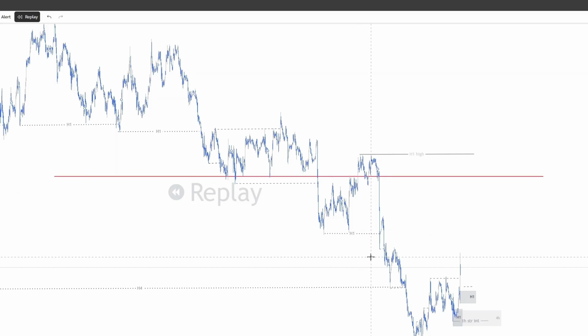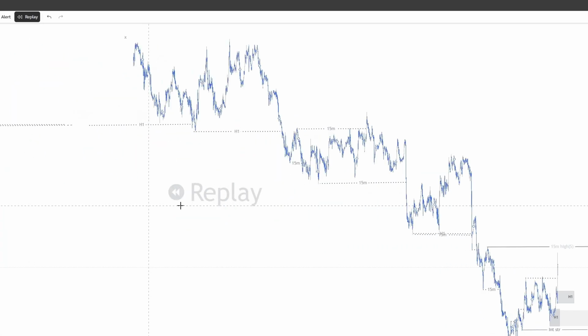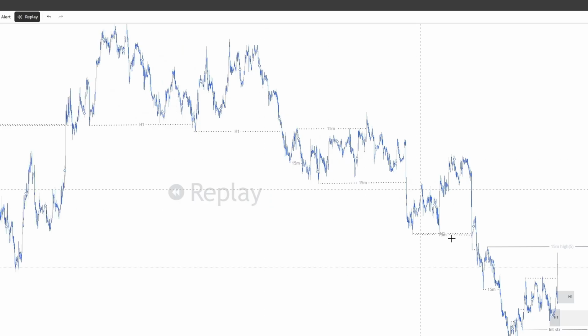So 1 hour 2 also breaks structure, so we are in a downtrend in the 1 hour 2 as well. And then you're looking at the 30 minutes. This is the same trend, that price is following the same system.